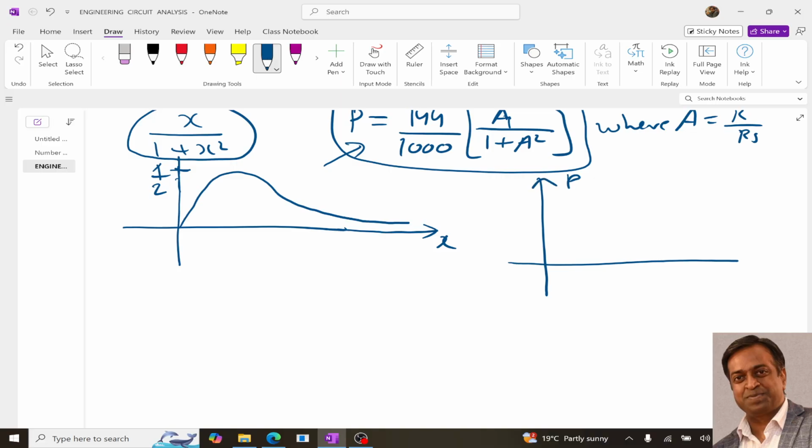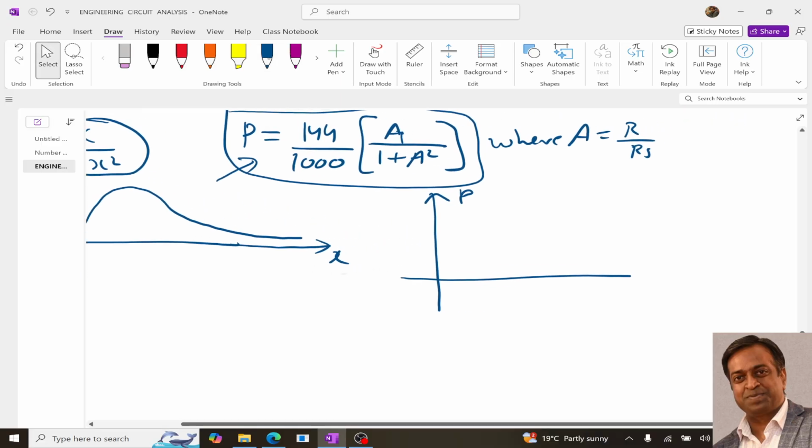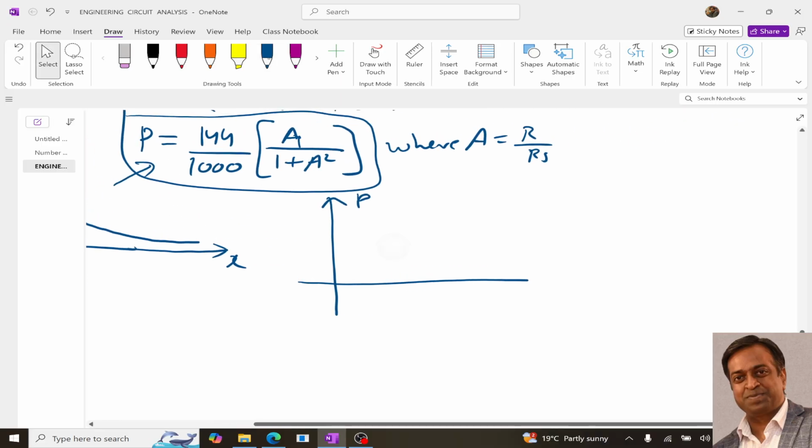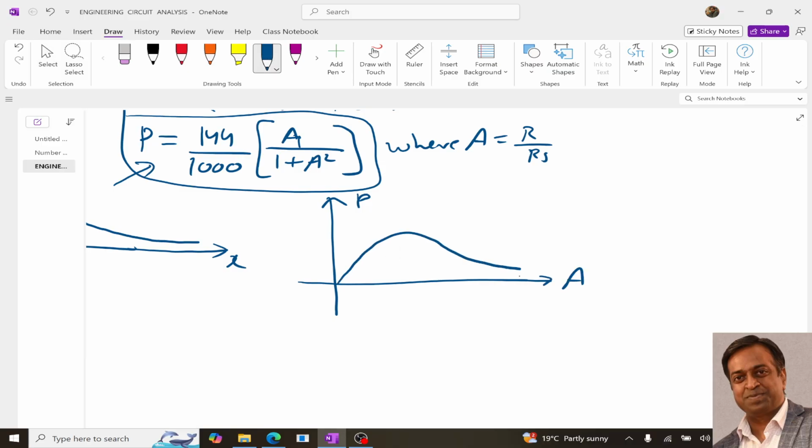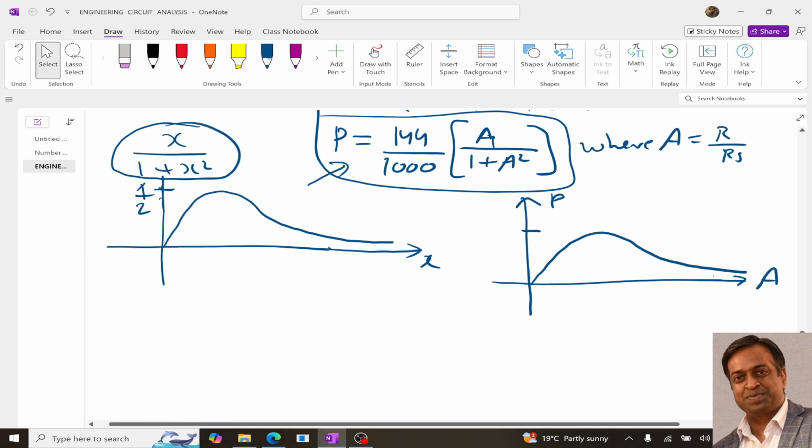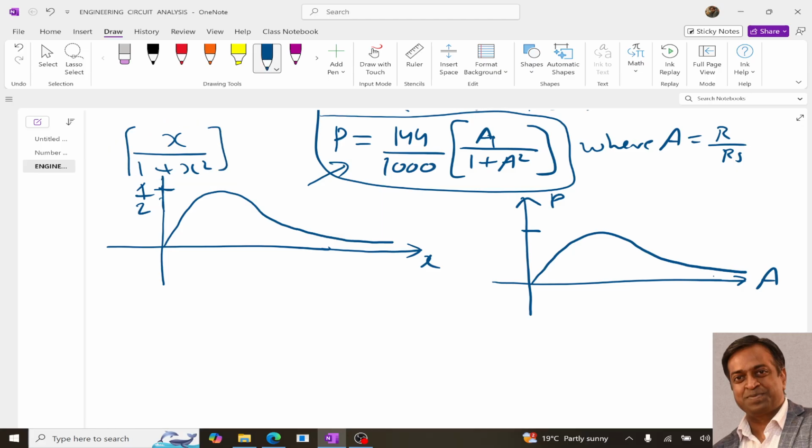This will be our P. This will be our A, and our graph will be again like this. In this case it is 1 by 2, but over here in this expression we have 1, while in our case we have 144 upon 1000, meaning 0.144.